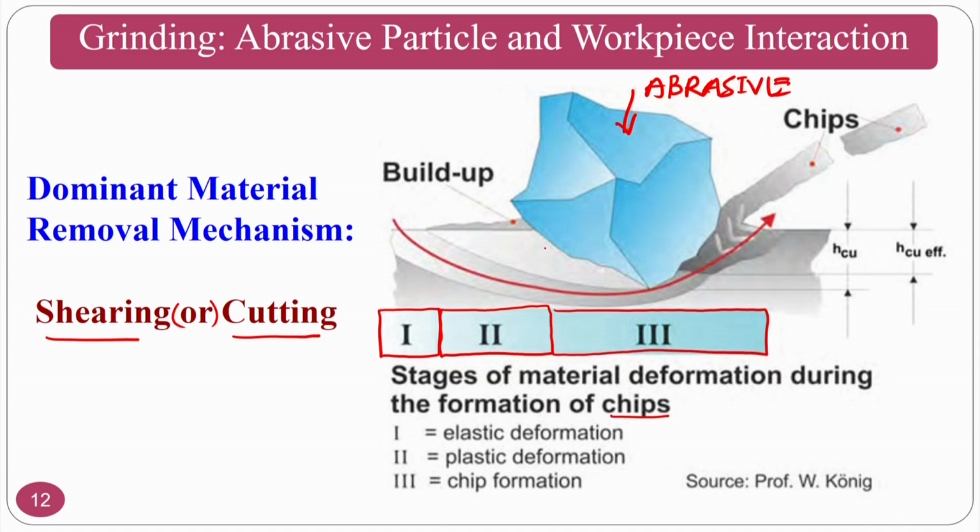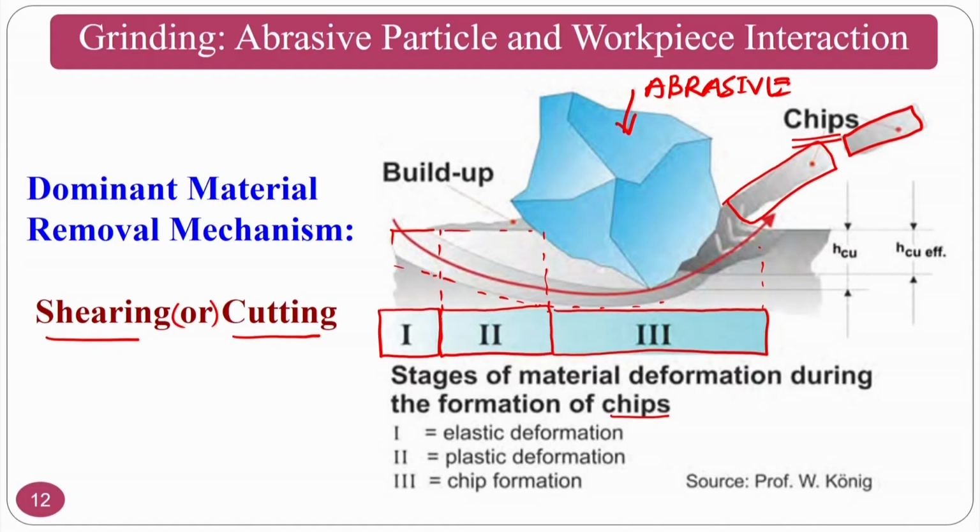So, the same thing is happening here. You can see in this region, this is the elastic region and this is the plastic region, and the chip formation region is this particular thing. So, the chip is gone. These are the chips. So, these are the three regions: the elastic region, the plastic region and the chip formation region. These are the three regions in the workpiece and abrasive particle interaction.